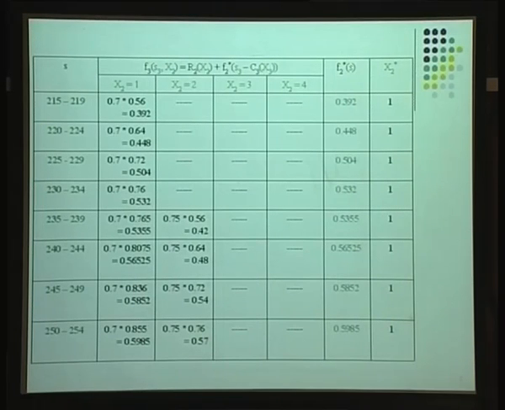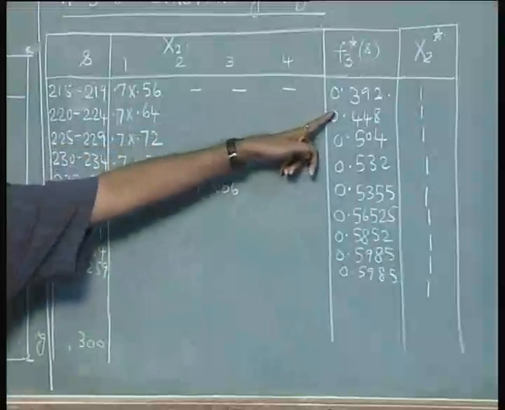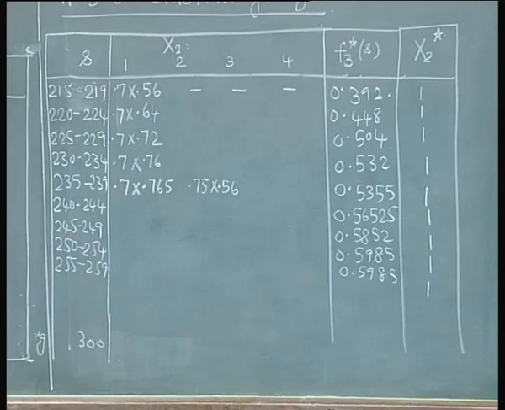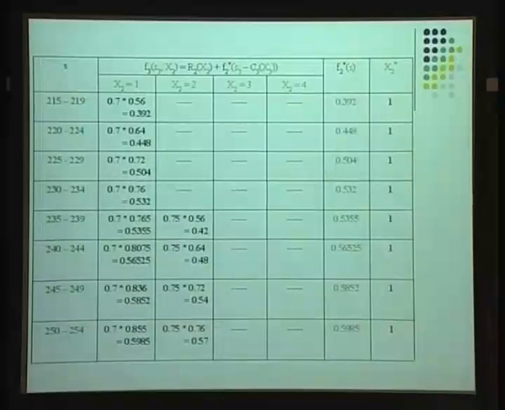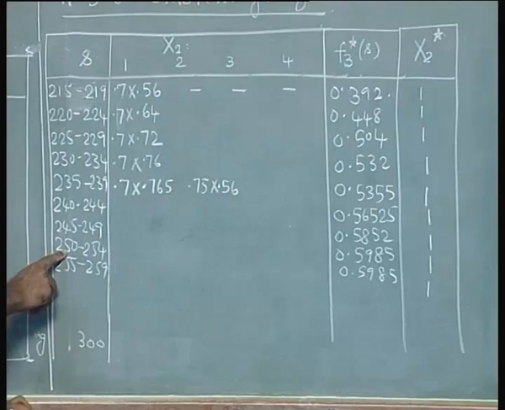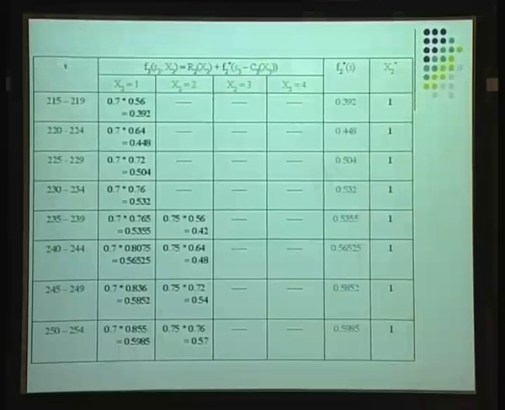Now 215 to 219 we have only one alternative, 0.392, that is shown here in the beginning of this table, and that is shown here as well. Now the last one shown here is 250 to 254, which is this. For 250 to 254 we have two possibilities, so we quickly explain both these possibilities.